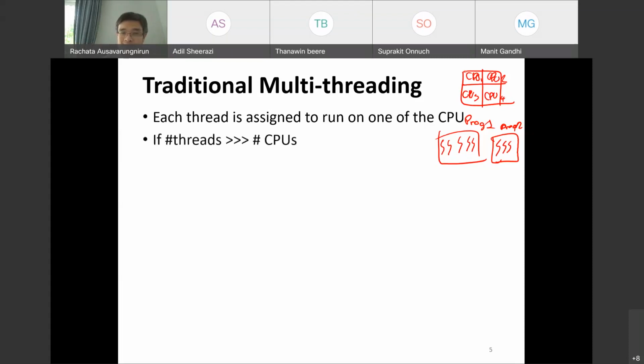So what will happen if I have more threads than CPUs? Anyone want to take a guess? For example, in this case, I have 4 CPUs. Each CPU is capable of running 1 thread at any given time. I have in total 8 threads, right? So what do you do?